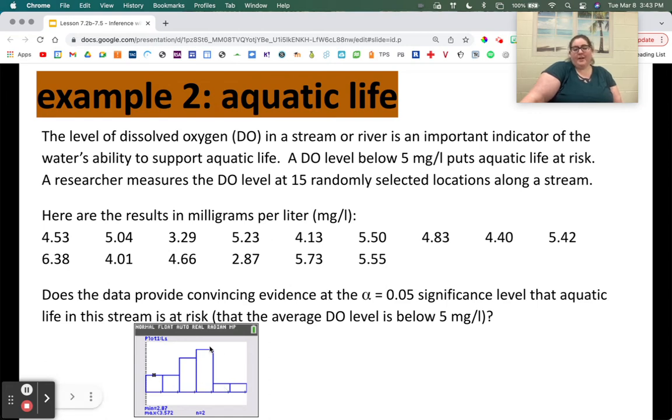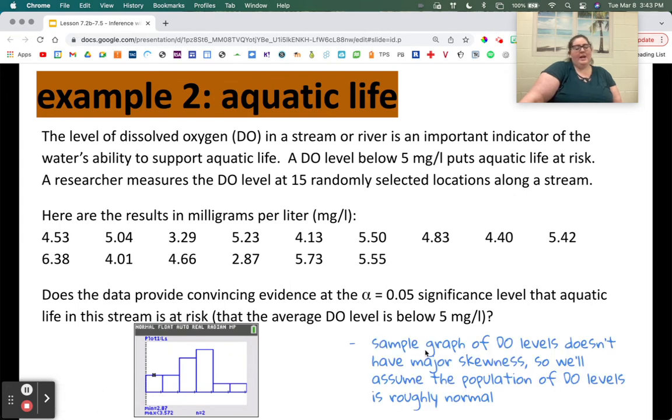But if I do it on the calculator, I still need to kind of sketch it on a piece of paper just so I can show. And I would say something like this: the sample graph of dissolved oxygen levels doesn't have any major skew or outliers, so we can assume the population is roughly normal.